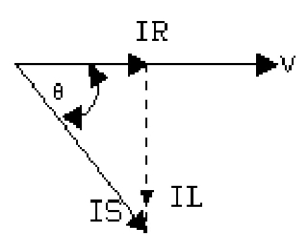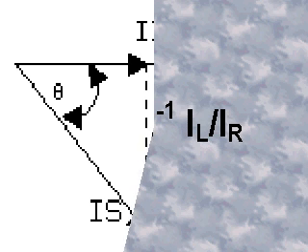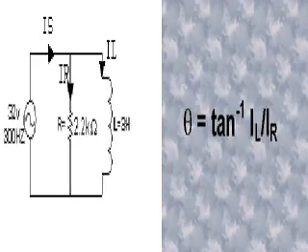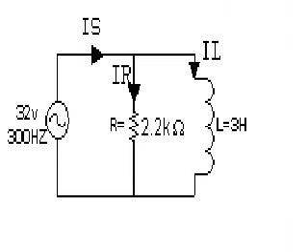The phase angle can be found by the following equation, where theta is equal to the inverse tangent of I sub L divided by I sub R. Using the circuit shown, find I sub S.